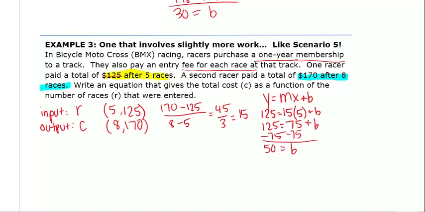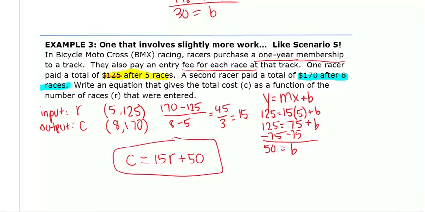And now I know all my information, so let's plug everything in. My output is C, so it's going to start with C equals. It was $15 for each race, so it's 15R. And that initial membership fee, that Y-intercept, is 50. And that is my equation.